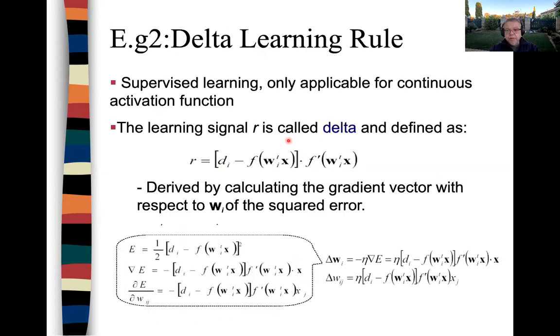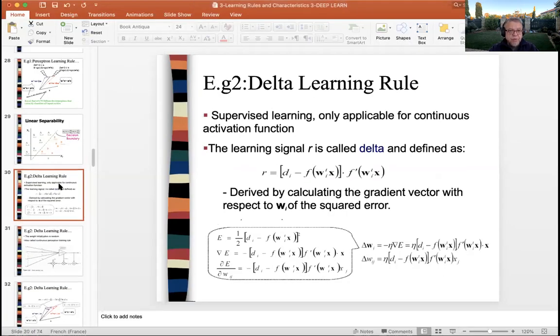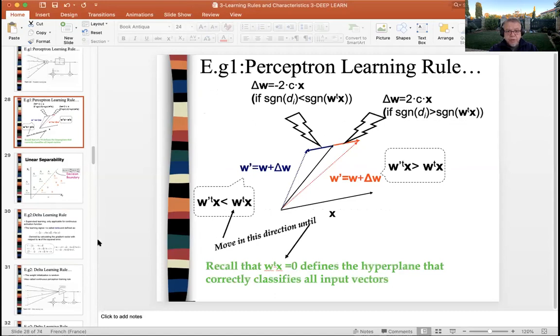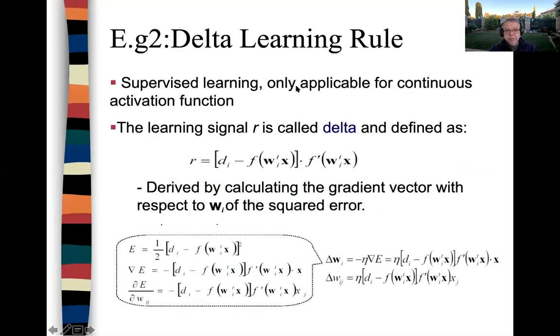The delta learning rule, this is another example. So the first example was the perceptron learning rule. Now we're going to look at the delta learning rule.